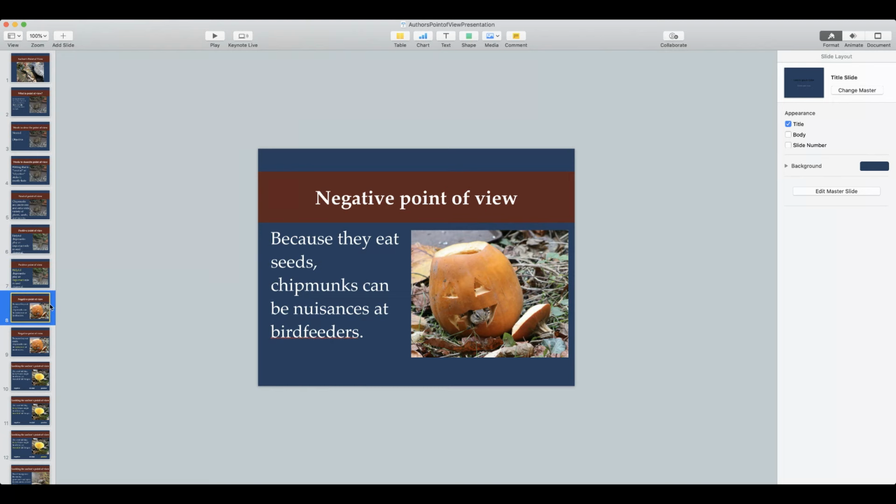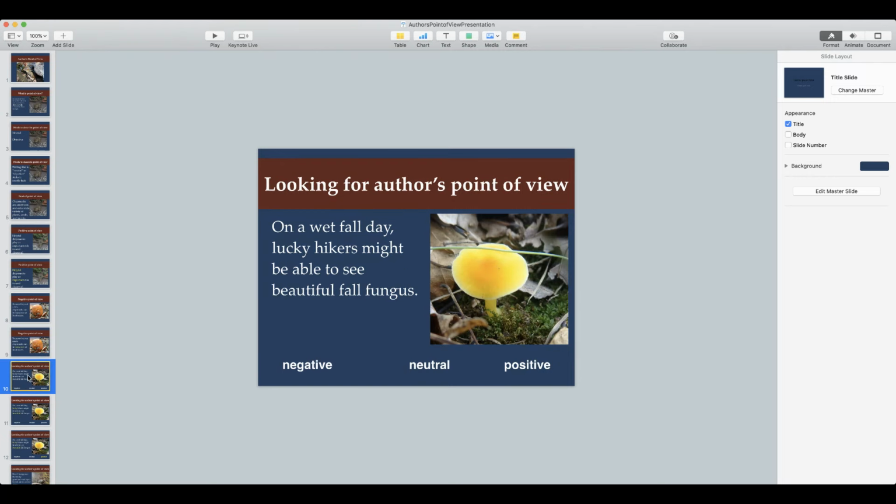We can also have a negative point of view. Because they eat seeds, chipmunks can be nuisances at bird feeders. The word nuisances, something that causes trouble, that's more of a negative point of view. That's a negative word. Again, the author could back it up with fact, but this alone is just the author's point of view here, and it's not a positive one. It's a negative point of view. So let's look at some examples and find the words that can help us to determine if it's negative, neutral, or positive point of view.